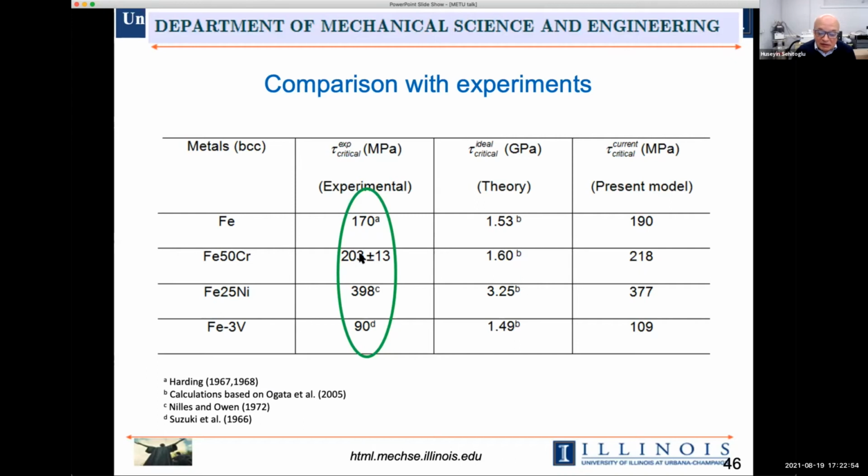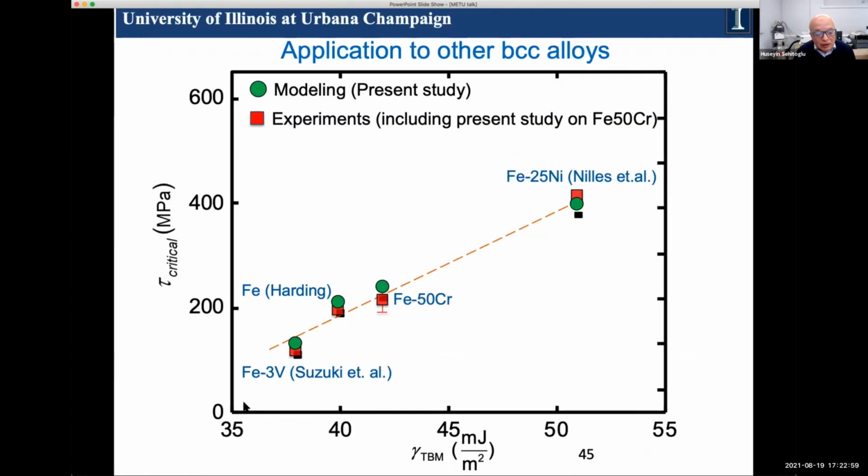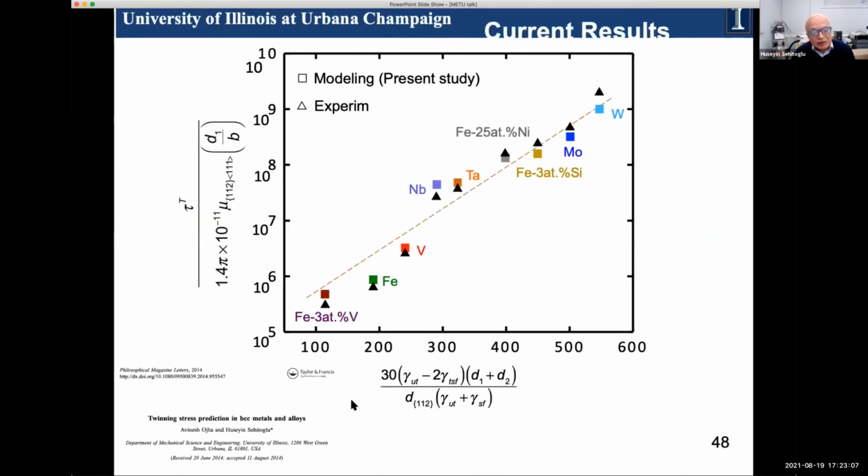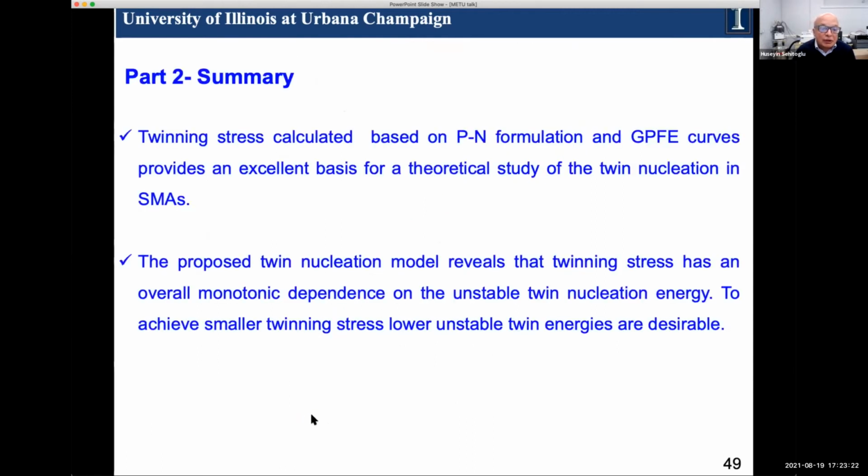So the experimental was here, and this is published, by the way. Did I point out where it's published? I apologize, but I will in a second. There is reasonably close agreement here. And we looked at other materials like niobium, tantalum, vanadium, and this was done in 2014 with Avinash in BCC metals and alloys, again twinning. So the summary: twinning stress calculated based on a Pirez-Navarro formulation and GPFE curves provides a good basis for theoretical study.